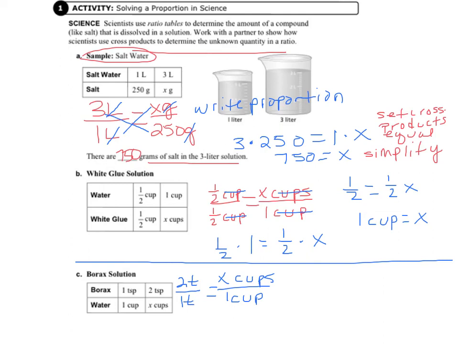And then we can cancel out our units and set up our cross products. So we have 2 times 1 equal to 1 times x. And then we simplify. 2 times 1 equals 2, and 1 times x equals x. So that means x equals 2 cups.